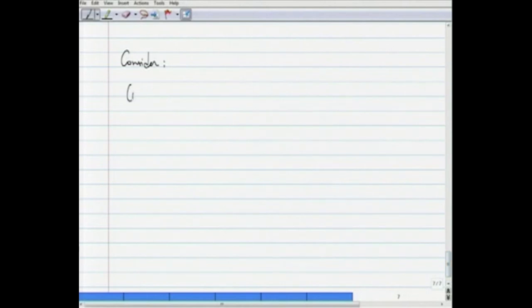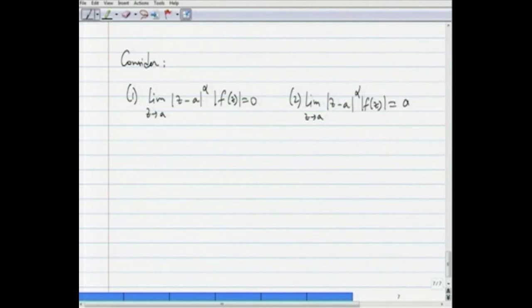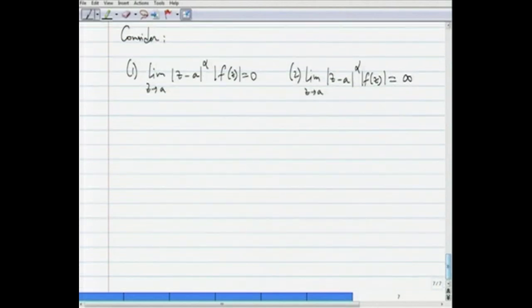Let us consider the following two limits first. Limit as z goes to A of modulus of z minus A to the power alpha times modulus of f of z is equal to 0, and limit as z goes to A of modulus of z minus A to the power alpha times modulus of f of z is equal to infinity. At least in the case of a pole, we have seen that there was a dividing point, which was the order of the pole. The value of alpha for which the first held was any alpha greater than k, and the value of alpha for which the second equation held was anything less than k, where k is the order of that pole.